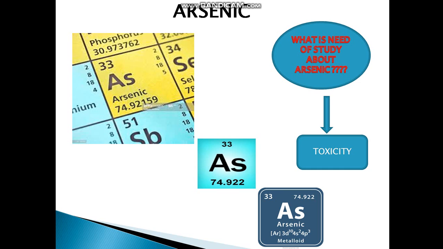Students, before going to the main content, we should know a little bit about arsenic. Arsenic is a chemical element which is denoted by the symbol As. Arsenic is a metalloid. That means it has both metal and non-metal behavior. Arsenic has many industrial uses. However, it is harmful to our body.